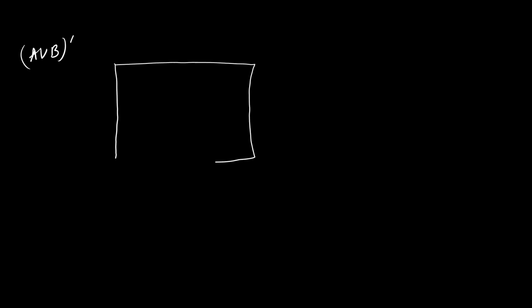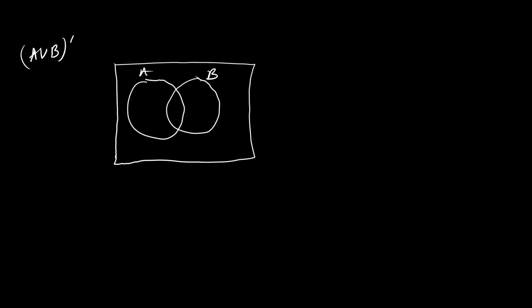You can now use this technique to draw the Venn diagram of more complicated operations. For example, if you have two sets A and B, and you have to use a Venn diagram to represent A union B complement, how do we represent this? So let's take a look at a Venn diagram. Here we have set A and set B. So this is A and this is B. So we are looking for A union B complement.